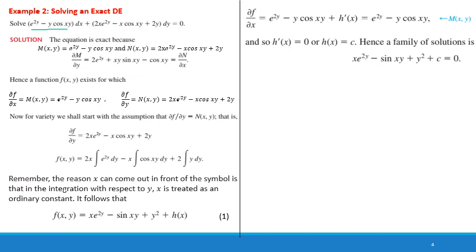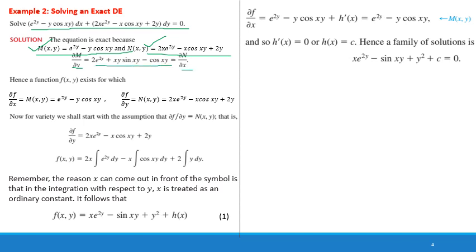In this example, we have this differential equation and we are going to solve it. By comparing the given differential equation with the general form of exact differential equation, we observe that function M is equal to this and function N is equal to this. When we differentiate M with respect to y and N with respect to x, we get the same answer written over here.